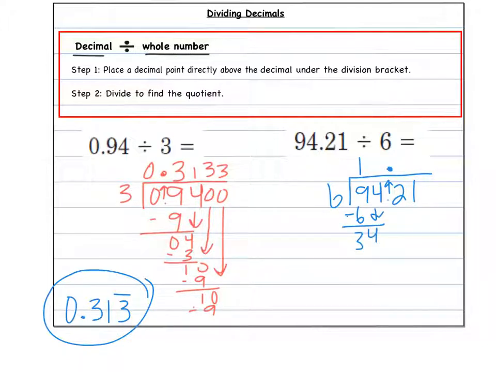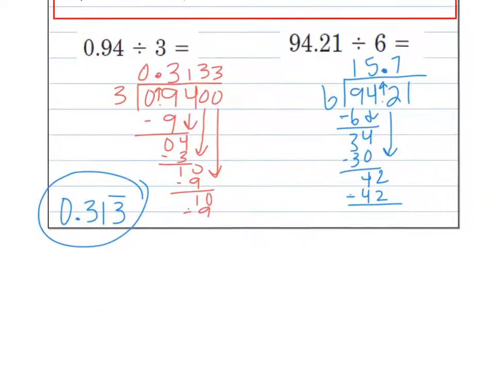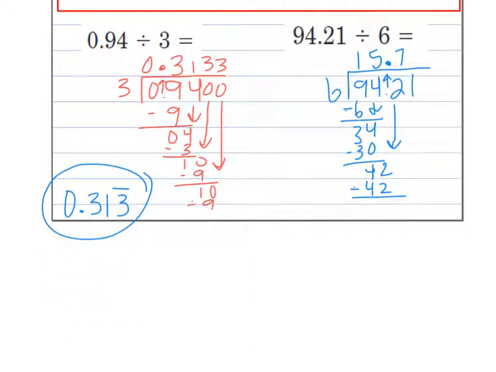Bring down the 4. 6 goes into 34 5 times. 5 times 6 is 30. Do your subtraction. 34 minus 30 is 4. Bring down the 2. 6 goes into 42 7 times. Now we multiply. 7 times 6 is 42. Do your subtraction. 42 minus 42 is 0.